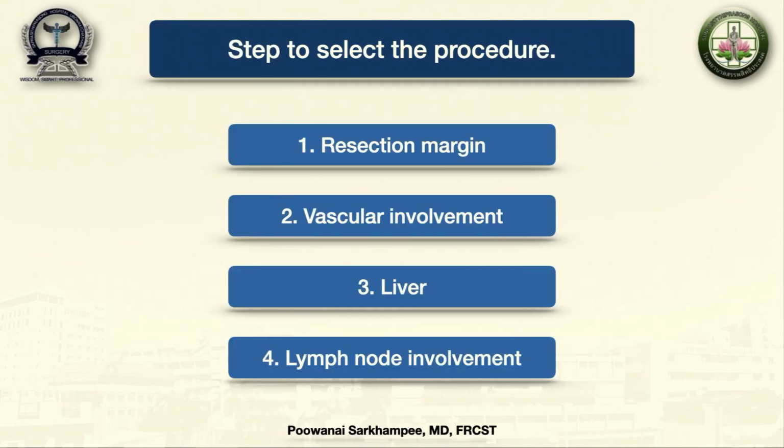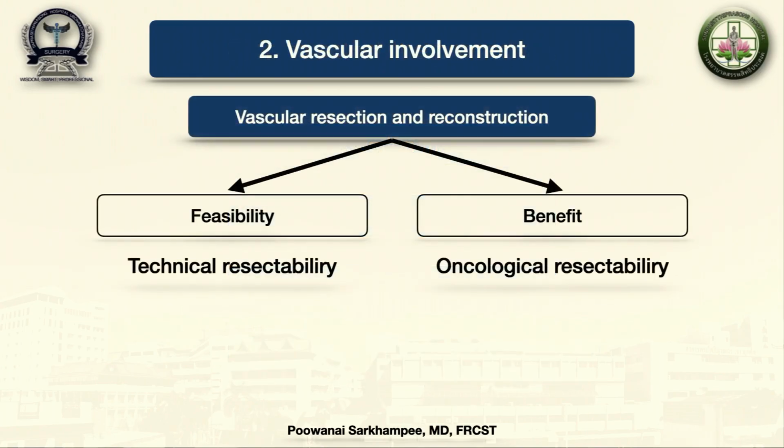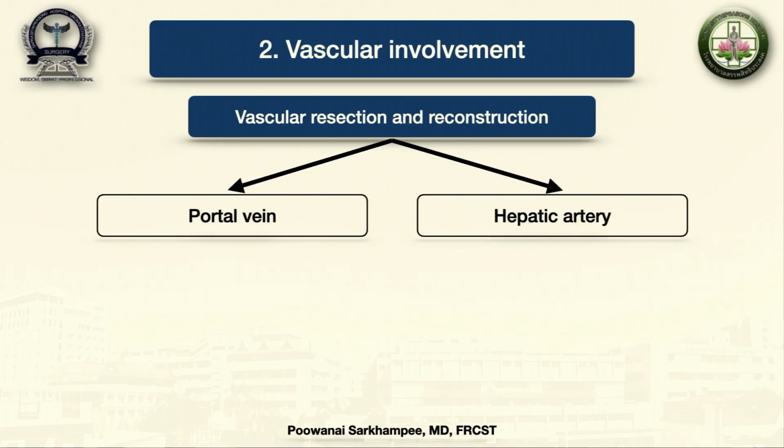Most important, the first one is most important: distal margin, proximal margin, radial margin, and ductal margin. After you decide to perform left or right side liver resection, the next step is vascular involvement. You must consider whether it's safe to perform resection and whether there is an oncological benefit for the patient. There are two vascular structures you must consider, the portal vein and the hepatic artery.